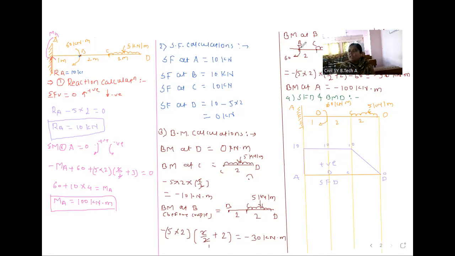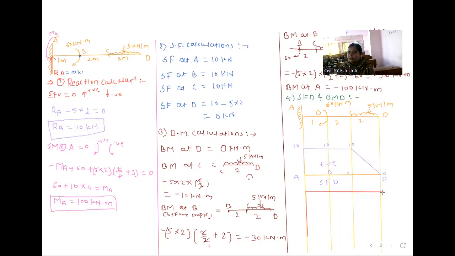After that, we will draw the bending moment diagram. All values of bending moment are negative. That means the bending moment diagram is below the baseline. So bending moment at A is equal to minus 100. Below the baseline, we will draw minus 100 here. After that, bending moment at B before couple, which is equal to, how much?